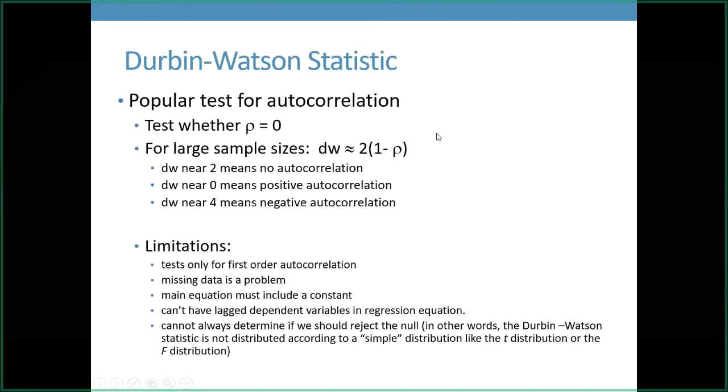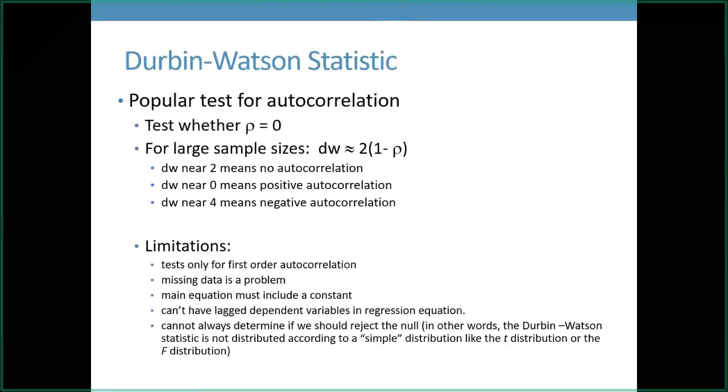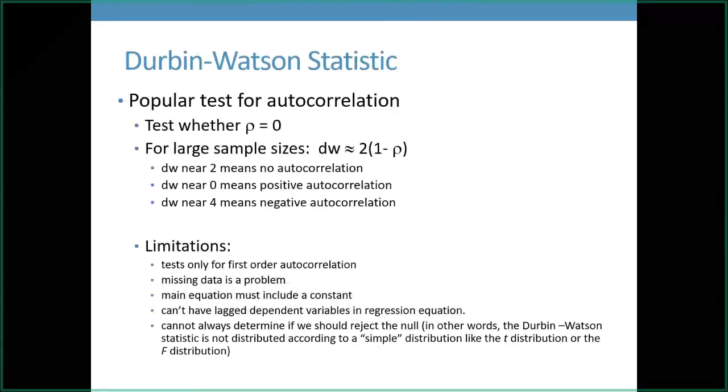So for detecting autocorrelation, we have these 3 methods: eyeballing it, doing an auxiliary regression, or using the Durbin-Watson test, which is a more formal version of the auxiliary regression.